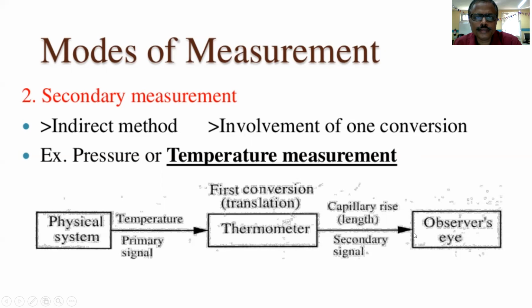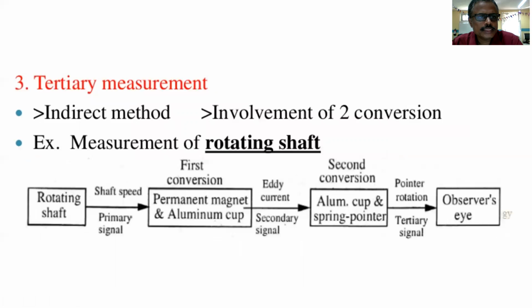In the indirect method of measurement, it involves conversion of one variable into another type of variable, which you can see here. Similarly, in the indirect method of measurement itself, there is tertiary measurement, where it involves two conversions. Measurement of a rotating shaft is an example for this tertiary measurement.